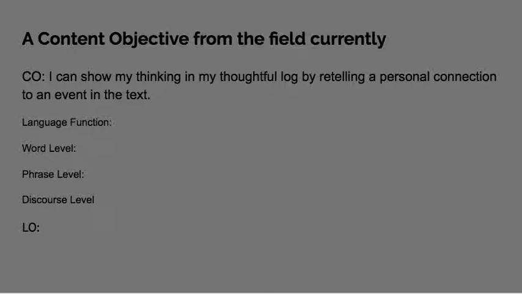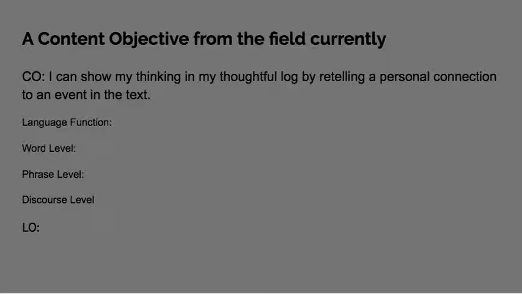Okay, I'm hoping that you're thinking that what they need to do to show their thinking is by retelling. And retelling a personal connection to an event in the text is probably going to include some kind of sequential or text structure dependent retelling. So if it is a piece of literature, they may retell in a sequential way a similar event that happened to them in their personal lives, usually including a beginning, a middle, and end.